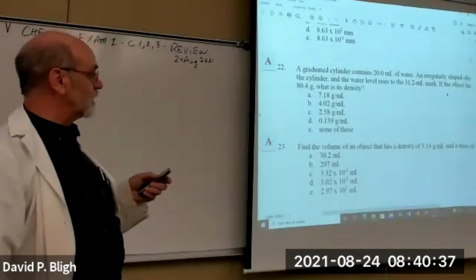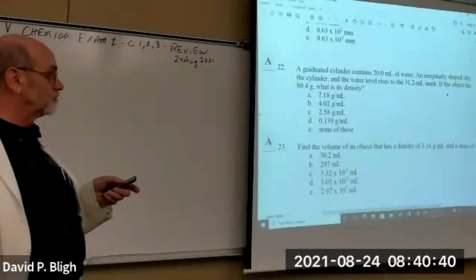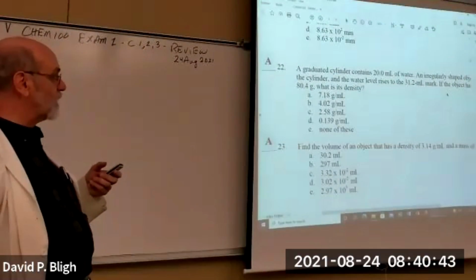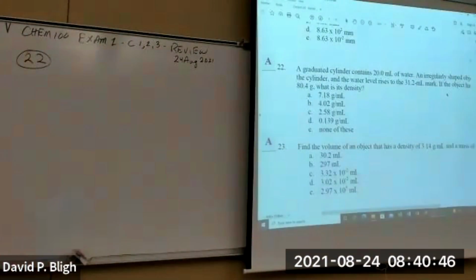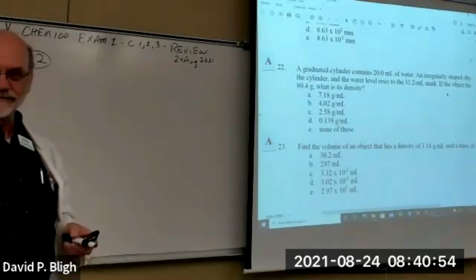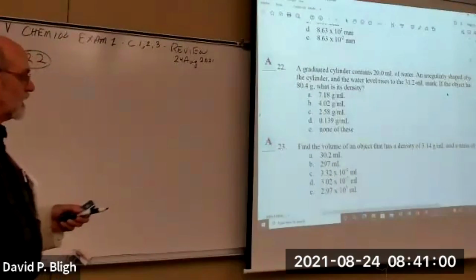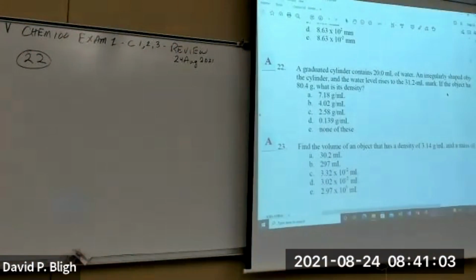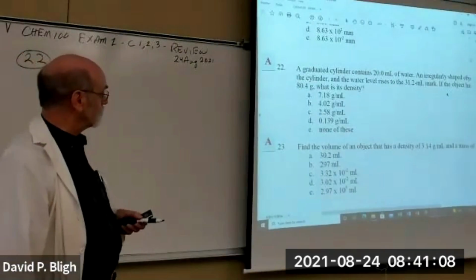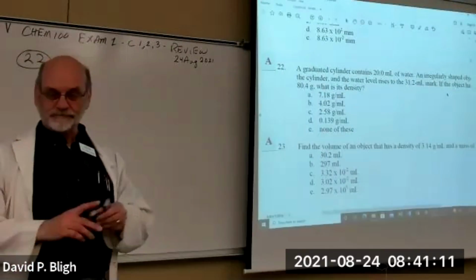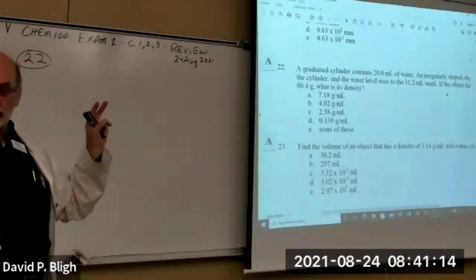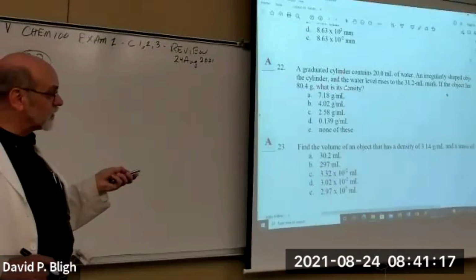A graduated cylinder contains 20.0 milliliters of water. An irregularly shaped object is placed in the cylinder. And the water level rises to the 31.2 milliliter mark. If the object has a mass of 80.4 grams, what's its density? Okay, read this one backwards. The question is at the end, what's the density?